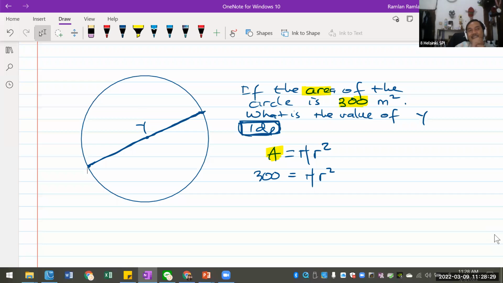Oke, saya kasih hint ya tadi yang pertama. Find the value of r. That will be the radius, right? By using that equation. And then connect that with the y. What is y? Is it the radius? If it's not the radius, what is it? And what is the connection between the length of y with the radius? Oke. Kemal masih kurang tepat. Silakan dicoba lagi.